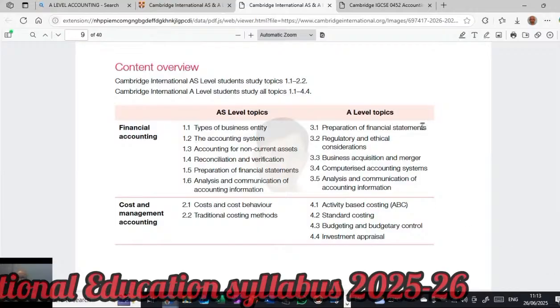AS level topics: type of business entity, the accounting system, accounting for non-current assets, reconciliation and verification, preparation of financial statements, analysis and communication of accounting information, cost and cost behavior. So this is from cost and management accounting. Cost and cost behavior, traditional costing methods. A-level topics: preparation of financial statements, regulatory and ethical considerations, business acquisition and merger, computer accounting systems, analysis and communication of accounting information, activity-based costing, standard costing, budgeting and budgetary control, investment appraisal. So these are the things.